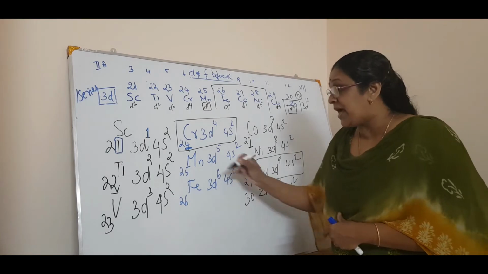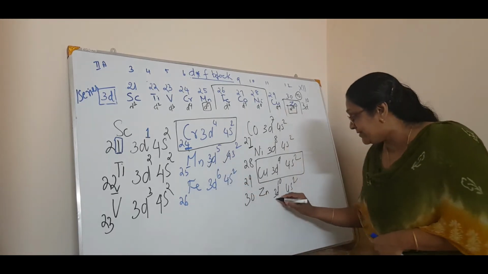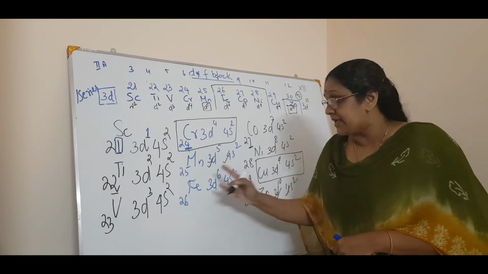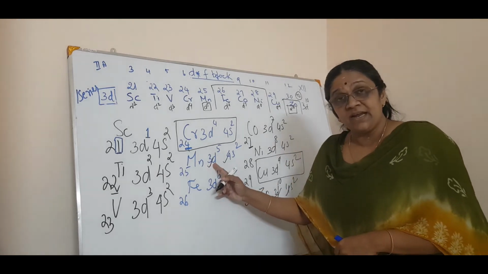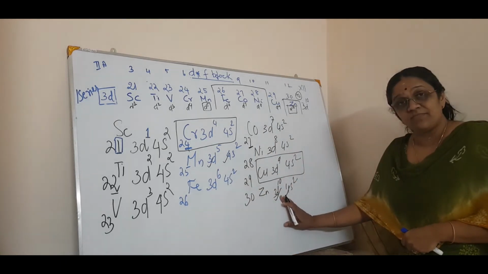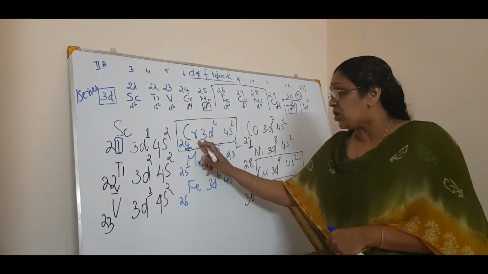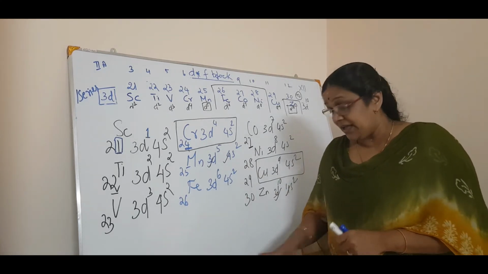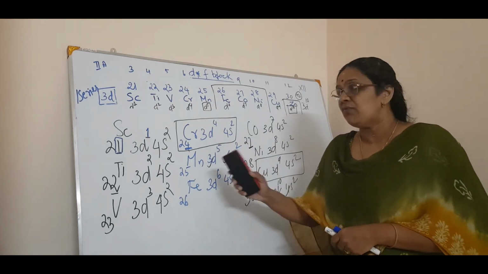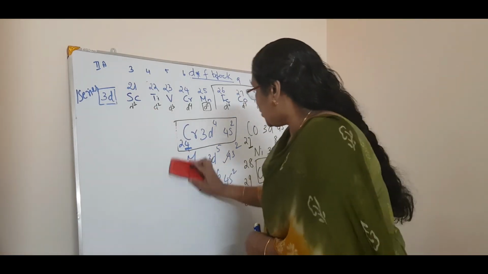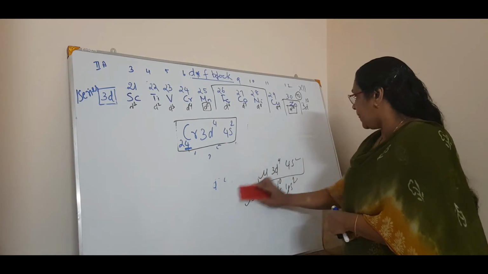What is the peculiarity of this 3d5 4s2 and 3d10 4s2? It is a completely half-filled and a completely filled shell, isn't it? For d electrons, half-filled means 5, completely filled means 10. Now coming to chromium and copper, there is an exception in the electronic configuration. So now we will see what that exception is.